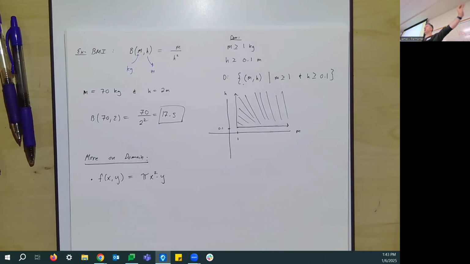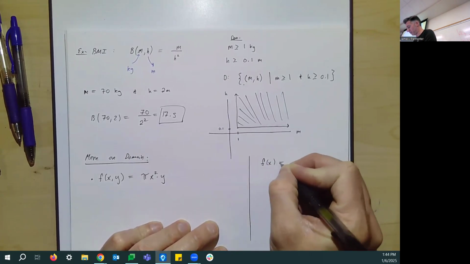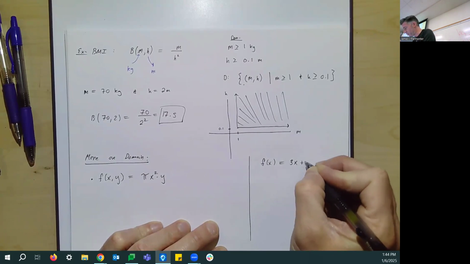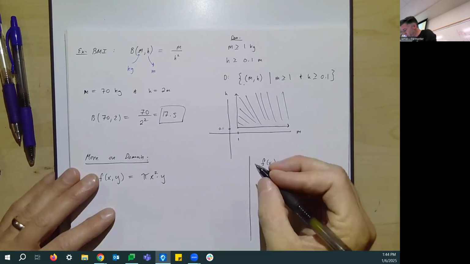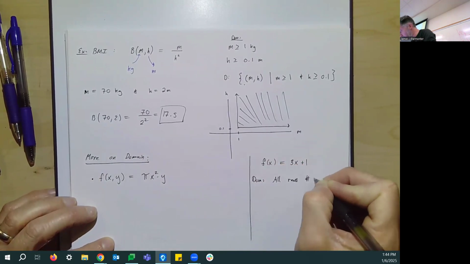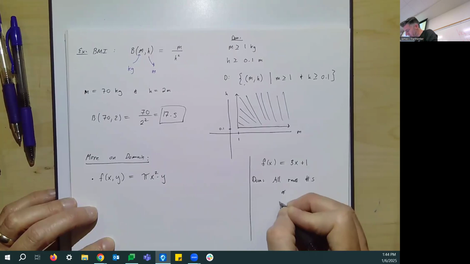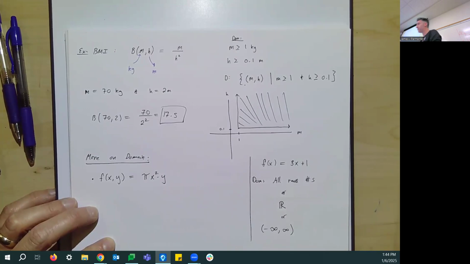Now, that means different things in different contexts. Way back in 17a, if I had said that my function was, I don't know, 3x plus 1, you would have said the domain is, what is it? All real numbers, everything, right? The domain here is all real numbers, which you can write like this, or you can write it as this fancy R, or you can write it typically as everything from negative infinity to infinity.